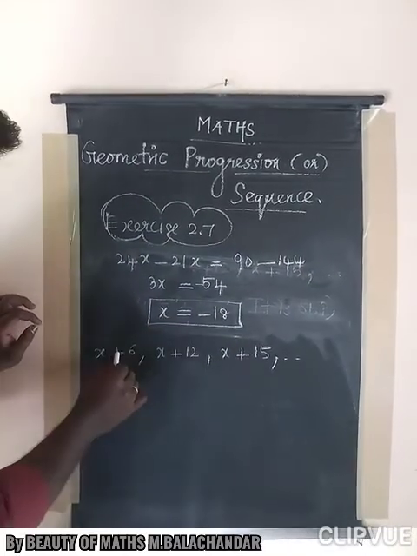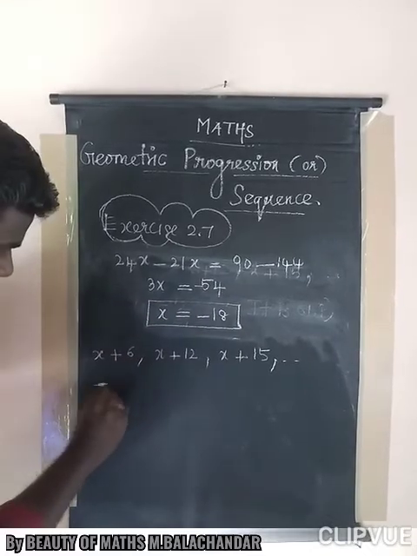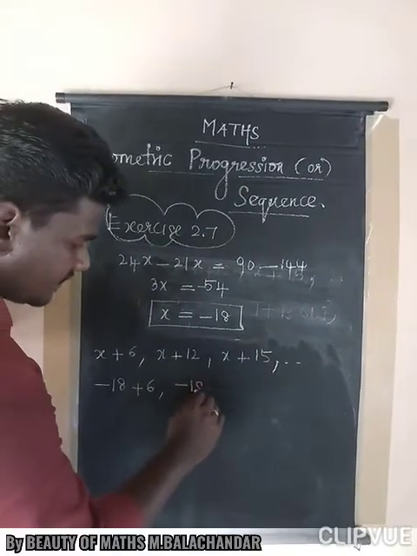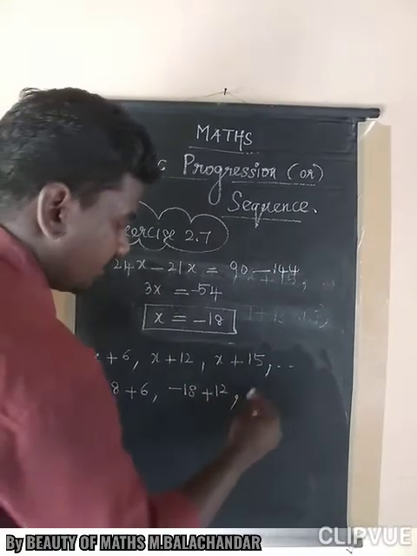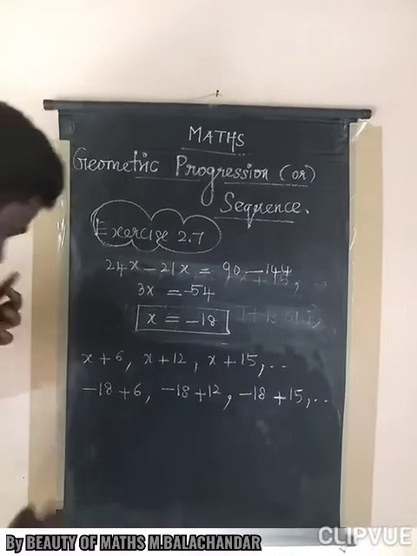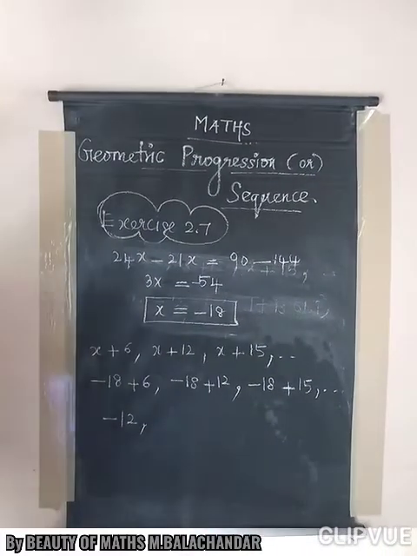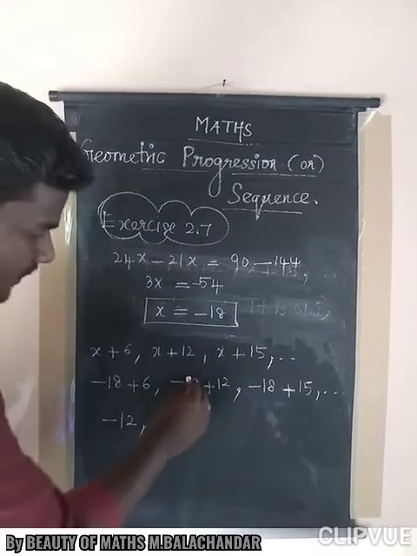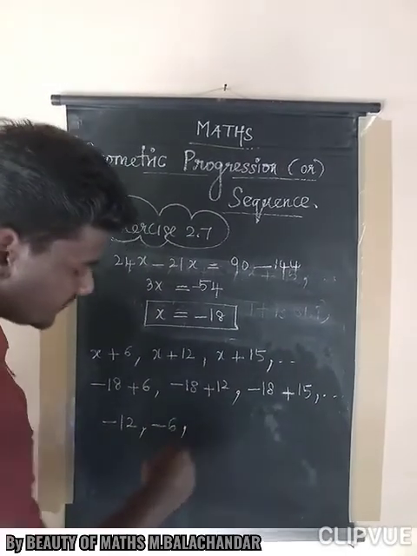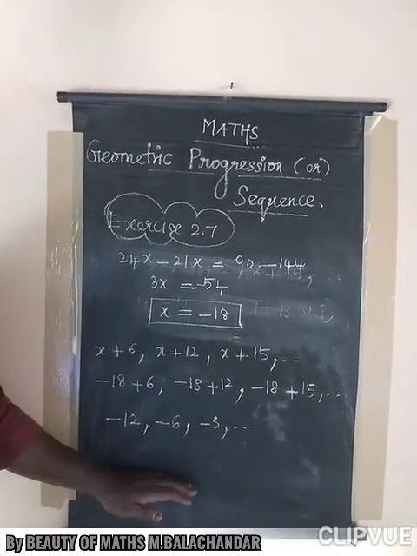If you assign the value of x in the sequence, you can get the geometric progression. So x is equal to minus 18. Minus 18 plus 6, comma, minus 18 plus 12, comma, minus 18 plus 15, and so on. Minus 18 plus 6 gives minus 12. Minus 18 plus 12 is equal to minus 6, and third term is minus 3. This is the required geometric progression.